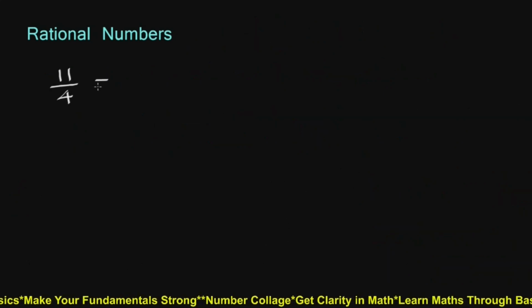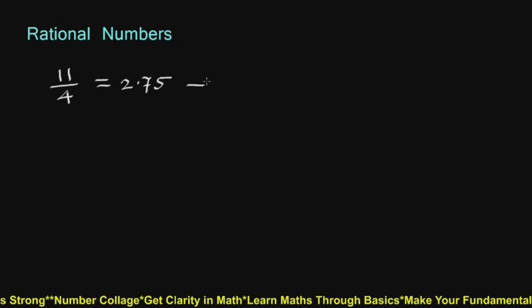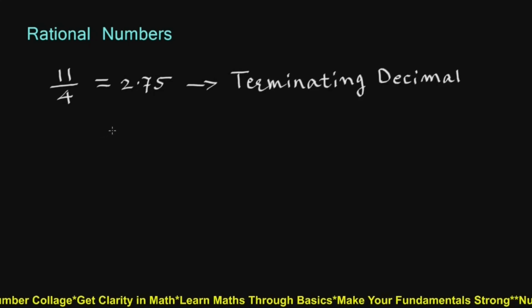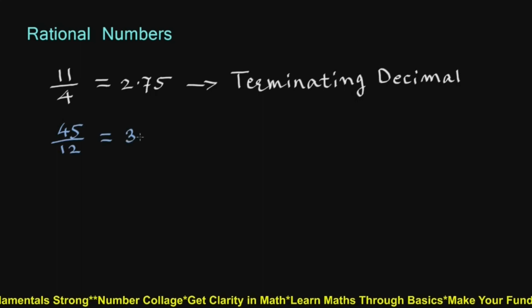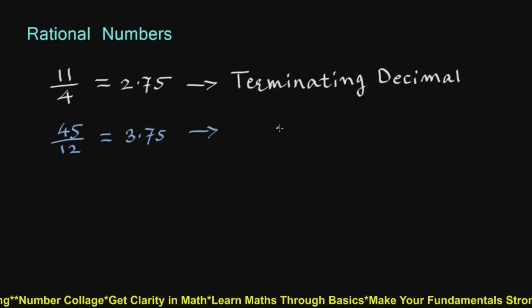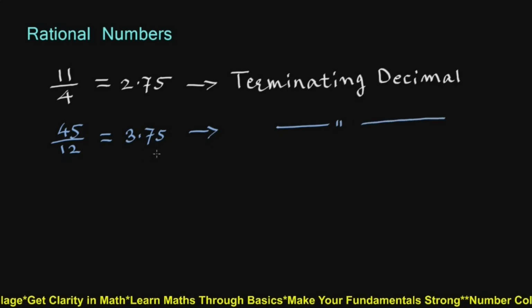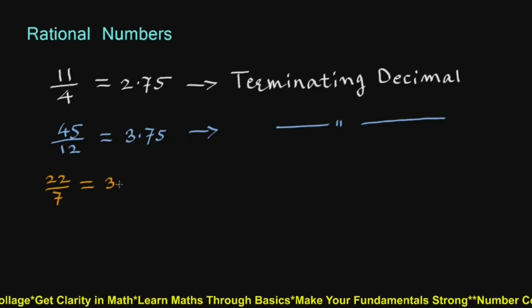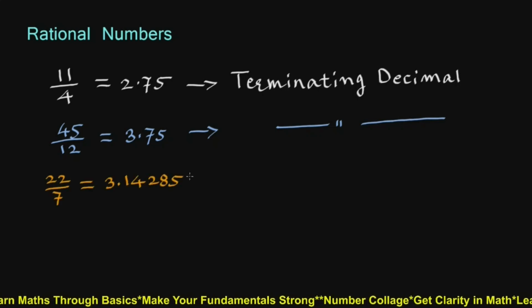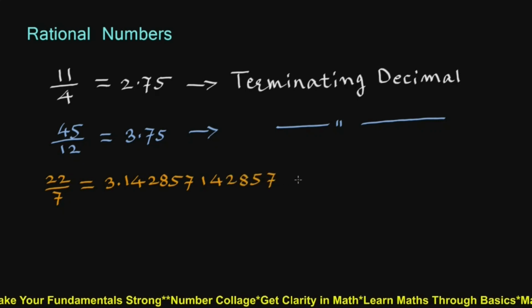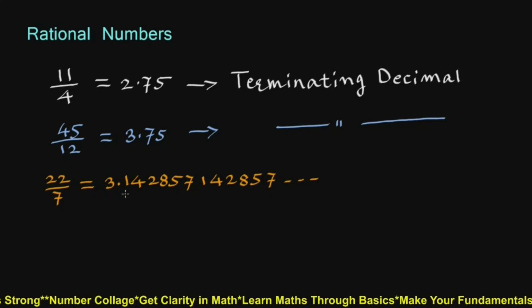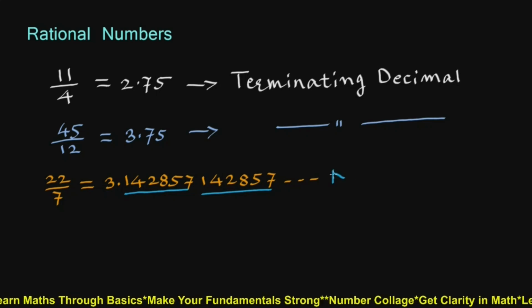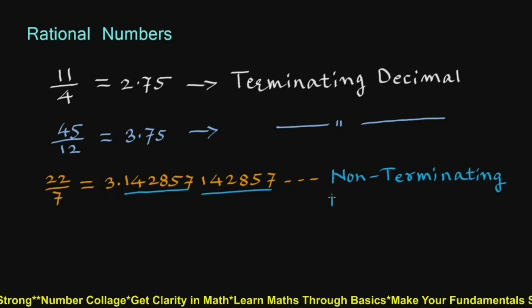11 upon 4 is 2.75, which is a terminating decimal where the decimal representation ends. 45 upon 12 is 3.75, which is also a terminating decimal because the decimal representation ends. But 22 upon 7 is 3.142857142857 etc. up to infinity, where the group 142857 repeats up to infinity. So this is a non-terminating repeating decimal.